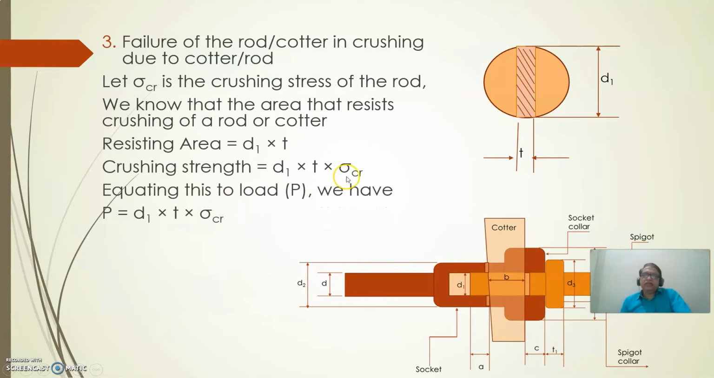If you multiply d1 into t into the crushing stress, it is equal to the applied load. From this I can calculate. Just check the crushing stress, and it should come less than the allowable crushing stress of the rod material if you take the rod, and less than the crushing stress of the quarter if you take the quarter material.